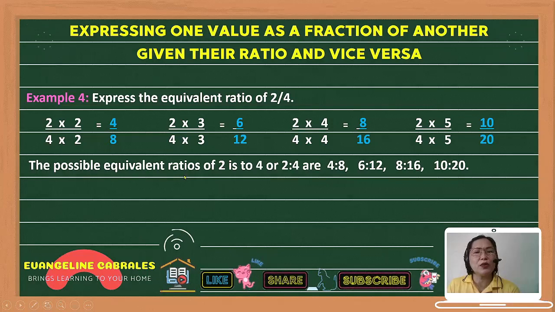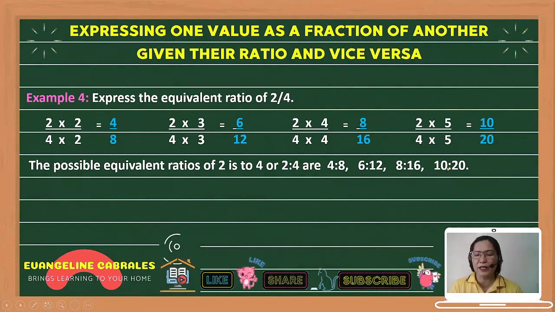So, the possible equivalent ratios of 2 is to 4 in word form or 2 is to 4 in column form are 4 is to 8, 6 is to 12, 8 is to 16, or 10 is to 20. So, itong nakita nyo sa taas, they are in fraction forms. So, pwede rin naman na isulat sila in column forms. Okay?